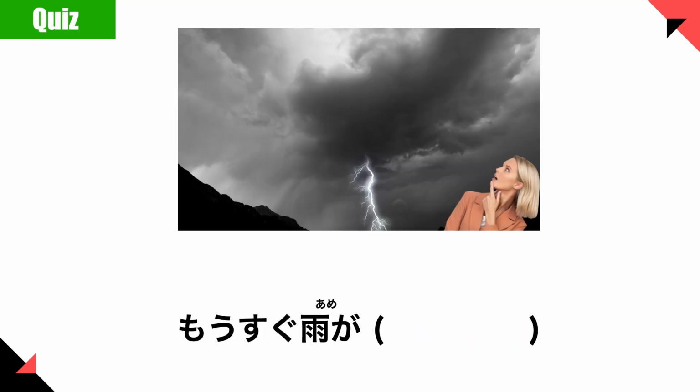Alright, so here's the quiz. Please fill the parentheses in this sentence. So you suddenly hear the lightning and then looking at the sky, the sky looks kind of dark and scary. And you're going to say, もうすぐ雨が ( ). So, もうすぐ means soon. 雨 means rain. What's going to go into the parentheses? I will leave the answer in the description.